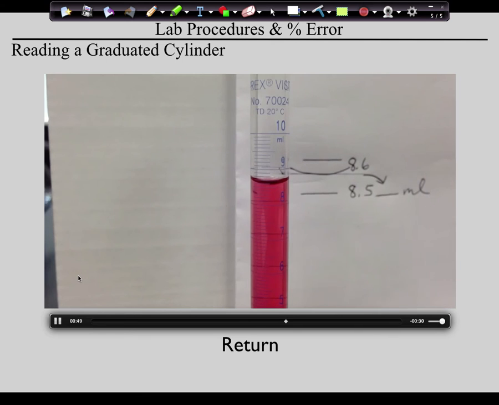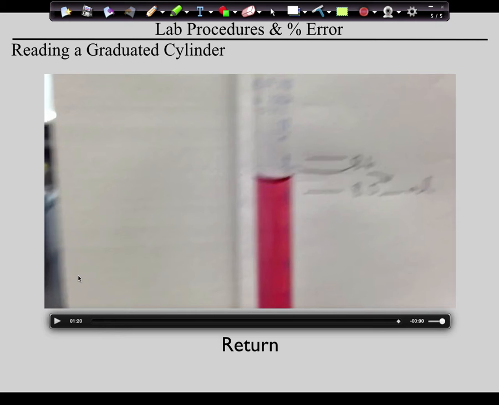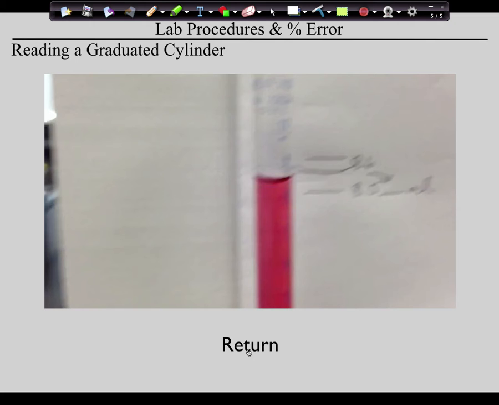How far between 8.5 and 8.6 does this measurement lie? To determine that, you want to get your eye at the level of the meniscus, which is the bottom of the curved surface, and you need, as the scientist, as the observer, to determine how far between 8.5 and 8.6 the bottom of the meniscus lies. I'm going to estimate it to be 8.56. You get the idea? Always one place past the accuracy of the device. Watch out for the bottom of the meniscus. Cut down on parallax by lining yourself up. You okay?